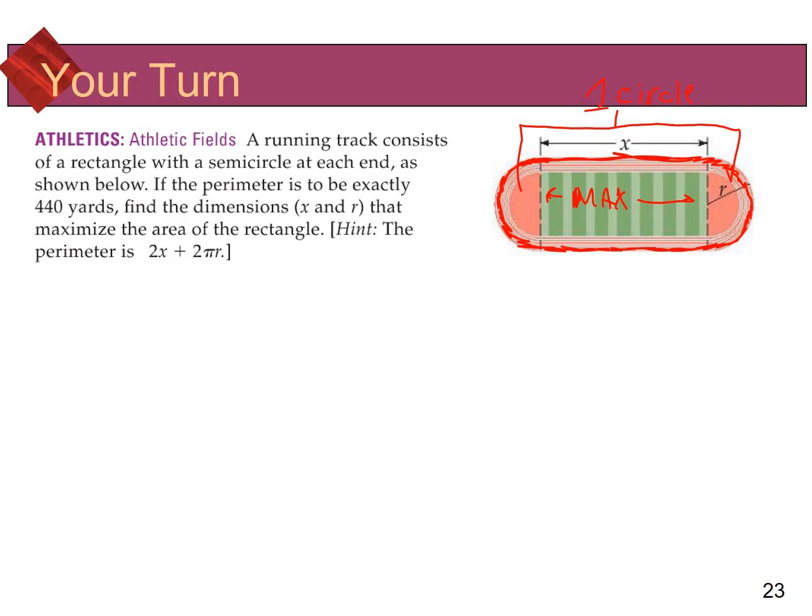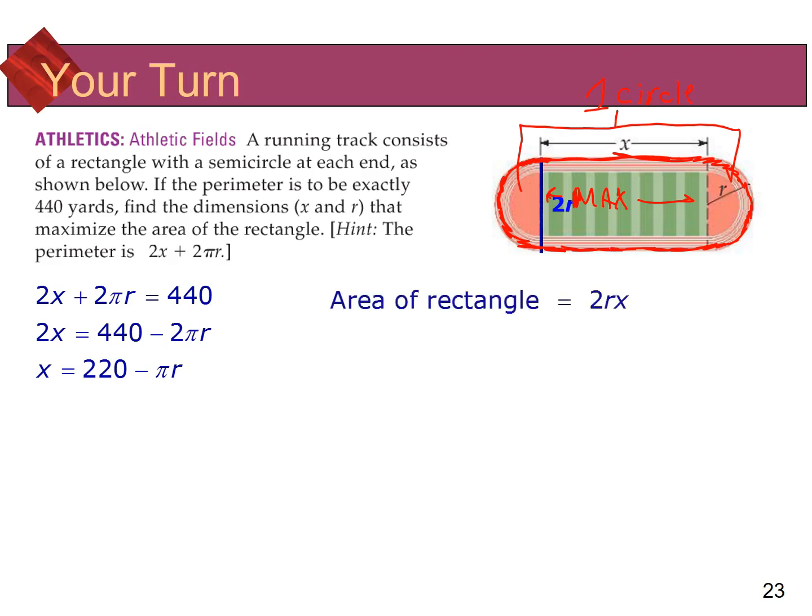Now we want to maximize the area of this field. And as you can see, we have this perimeter that should total 440 yards. I solve for x in order to get x in terms of r. Because I'm now going to notice that 2r is basically the other side of the rectangle. We know one side is x, we know the other one is 2r. And because of that, the area of the rectangle is going to be 2r times x.